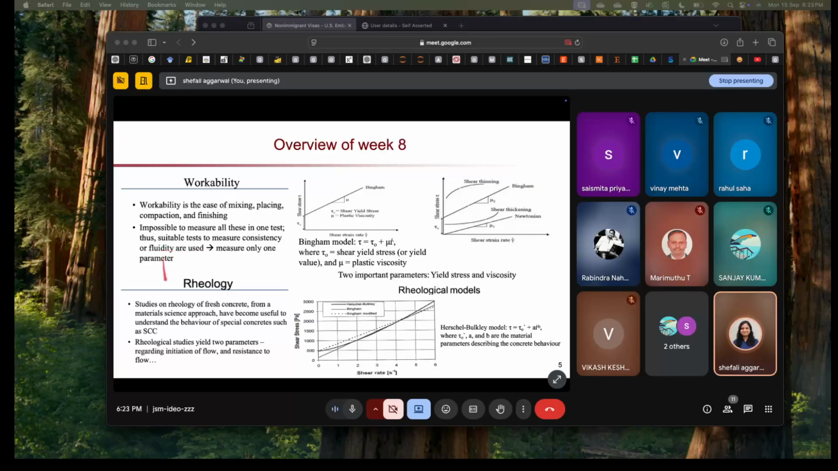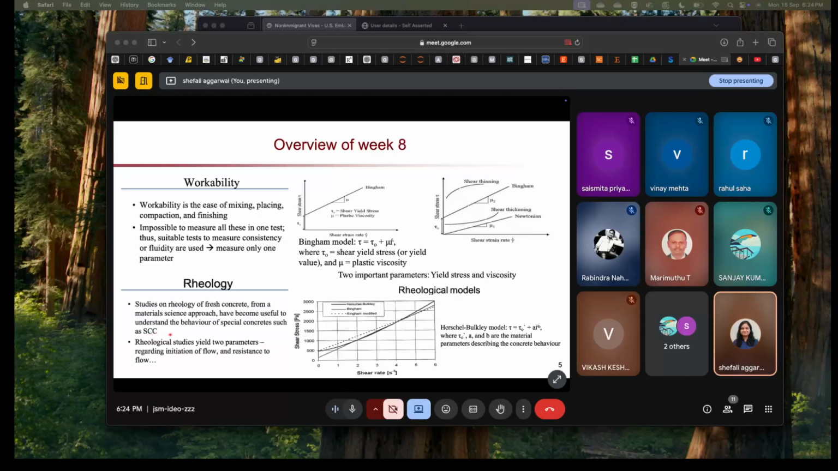So to measure fluidity, we go towards the rheological properties of our concrete. How will you define rheology? Rheology means the study of the fluidity property of our concrete in the fresh state. That is defined as the rheology of our concrete or any system. So how has the rheology of fresh concrete, from a material science approach, become useful to understand the behavior of special concrete such as SCC?